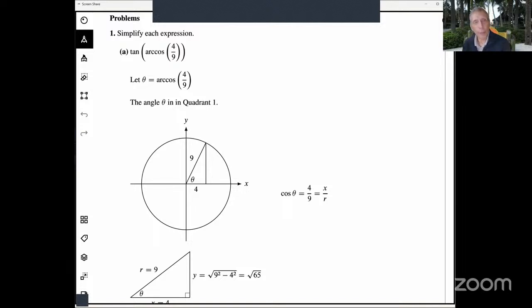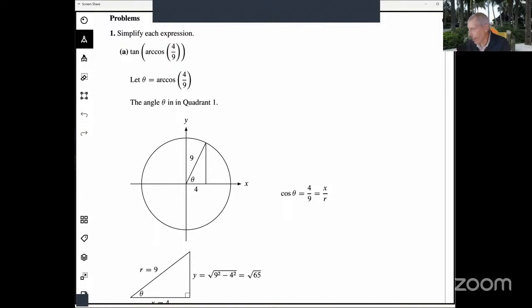So let's see what we can do with number one. We've got a couple of expressions here where we've involved trigonometric functions and inverse trig functions. And we're simply asked to simplify or evaluate these expressions. So the first one says the tangent of the arc cosine of 4/9. I think there's some good conceptual things going on here. And then analytically, we're going to try to solve this expression.